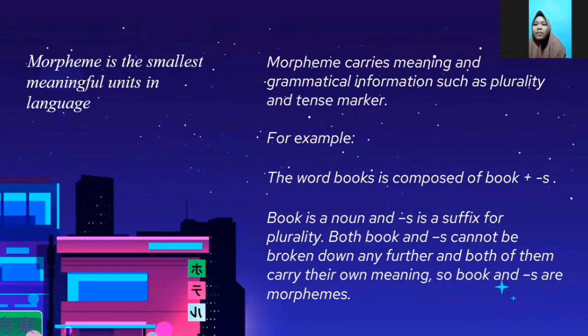Morpheme is the smallest meaningful unit in language. Morphemes carry meaning and grammatical information such as plurality and tense markers. For example, the word books is composed of book plus s. Book is a noun and s is a suffix for plurality. Both book and s cannot be broken down any further and both of them carry their own meaning. So book and s are morphemes.